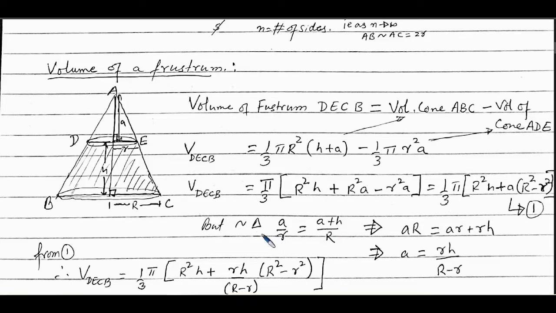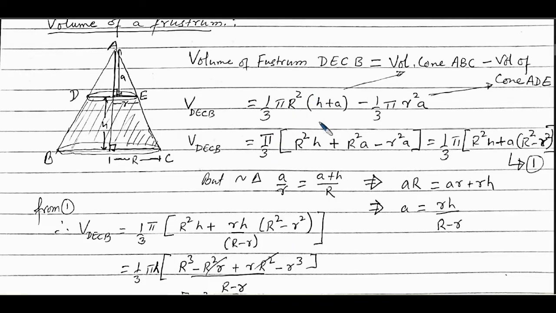So pi by 3 is common: R square times h plus R square times a, minus r square times a, with pi by 3 common. Again I rearrange it and write it like this. But this big triangle, the projection of the cone, and this small triangle are similar, because this angle is the same and this angle is the same. Since these are similar, I can write a by r is equal to a plus h by capital R, as I did earlier.